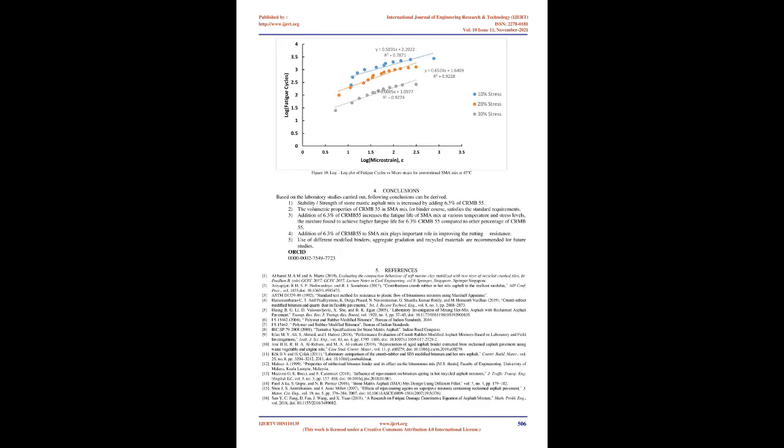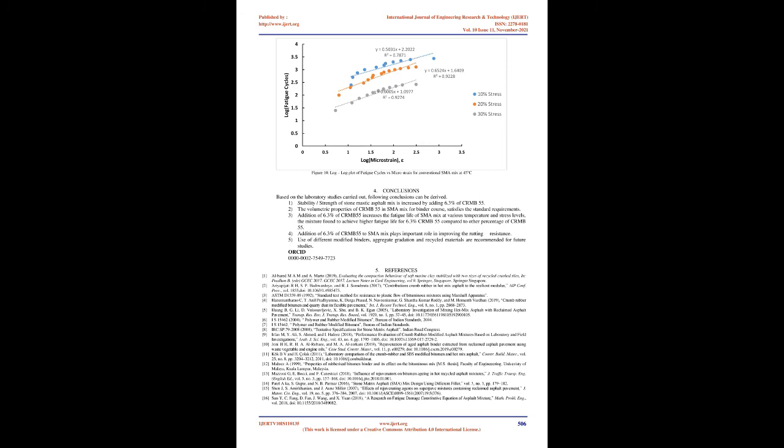The rut depth is taken for every 500 passes until 10,000 passes or the rut depth is equal to 12 mm, whichever is encountered first. The rut depth readings are taken on either side of the specimen at a distance of 15 cm from the edges and the average rut depth is calculated.